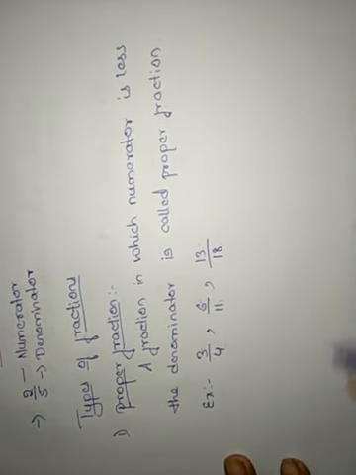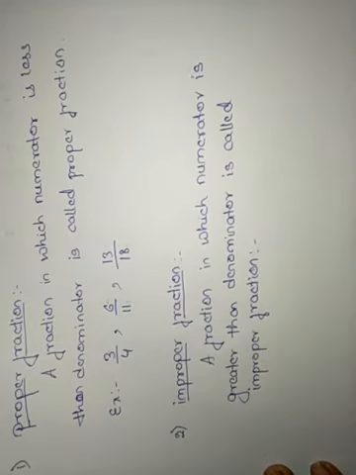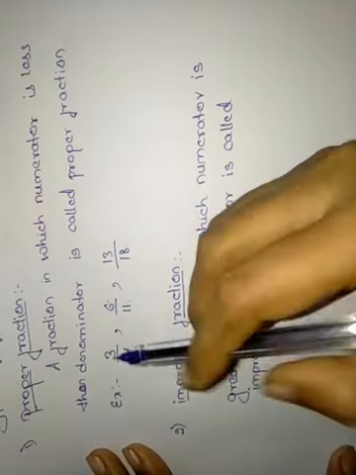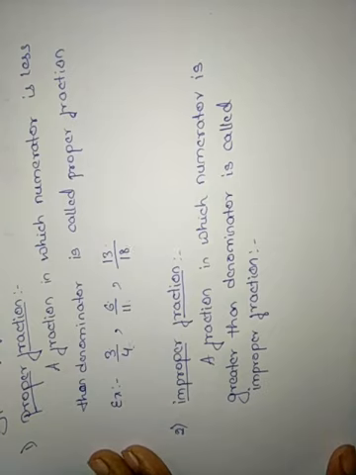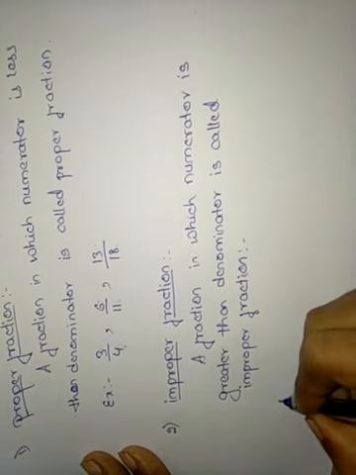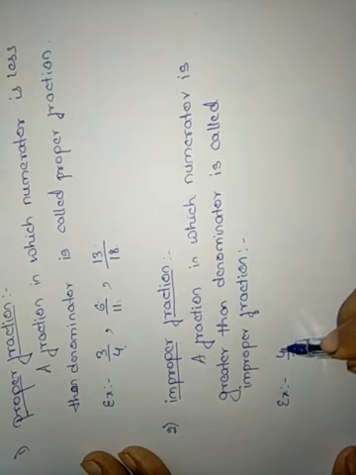Now second type, that is improper fraction. Improper fraction means the numerator value will be greater than the denominator value. Such fractions are called improper fractions. In proper fractions, the numerator value is smaller than the denominator value, but in improper fraction, the numerator value is greater than the denominator value. Let us consider some examples. 4 by 3. See here, the numerator value is greater than the denominator value, right?